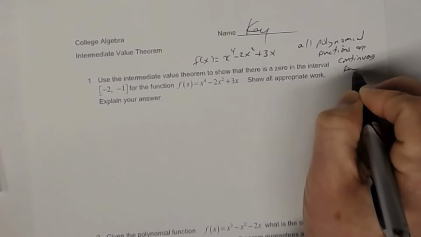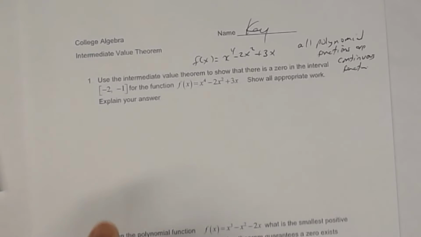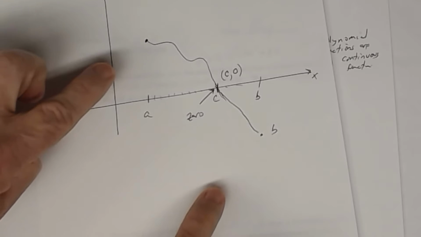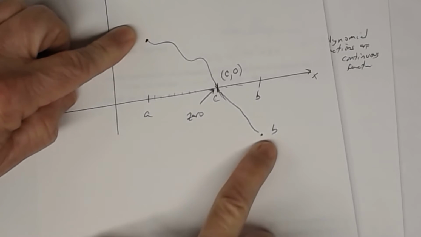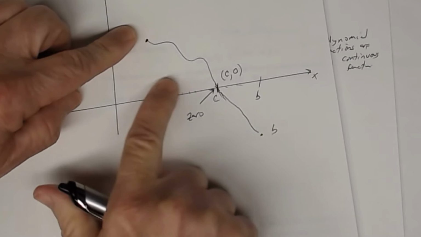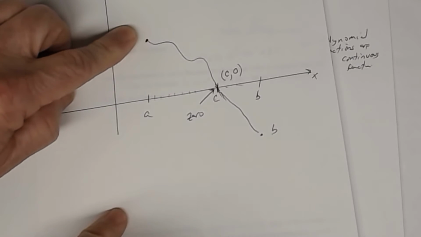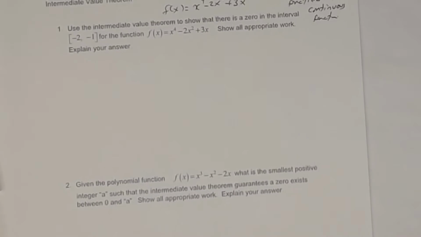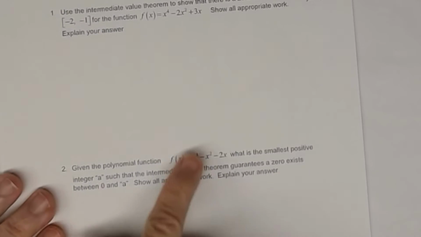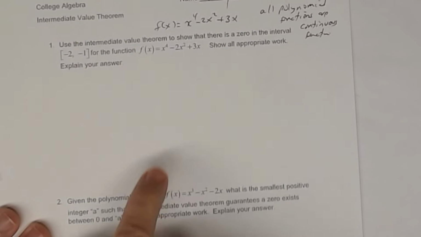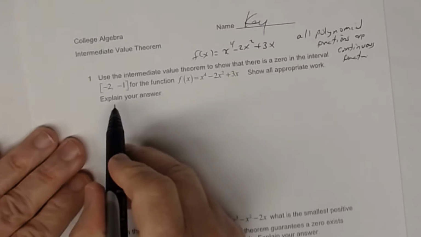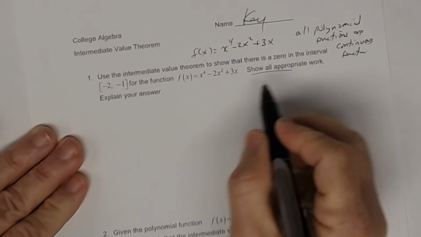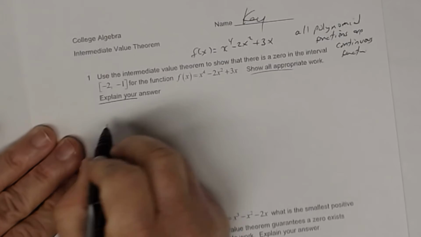So what I want to do now is use the intermediate value theorem, this idea here. I want to find an x value where the point is above, and an x value where the point is below. Then the intermediate value theorem guarantees there's a 0. That's what number 1 and number 2 are about. Both of those, by the way, are polynomial functions, and all polynomial functions are continuous functions. You'll notice it says show all appropriate work and explain your answer.